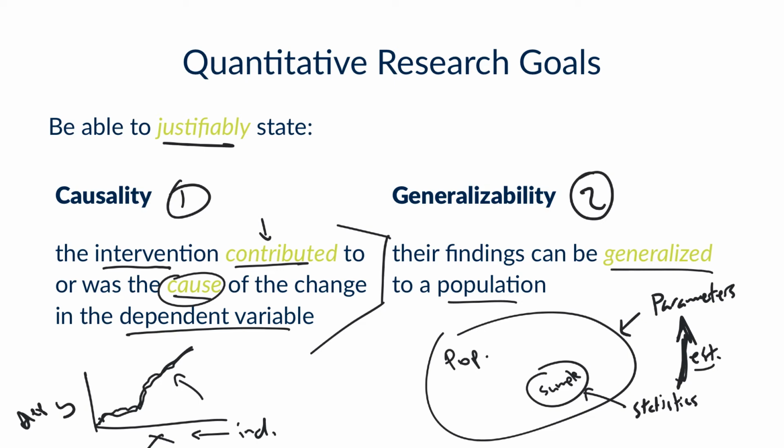the parameters. So we want to be able to state with some clarity how confident we are that we have figured out what the parameter is based on our statistics, which are in most cases measures of those parameters of the sample or a subset of the overall population. So this is the generalizability thing, and we want to again be able to justifiably state that we can see cause and that we can generalize the things that we've discovered to the overall population.